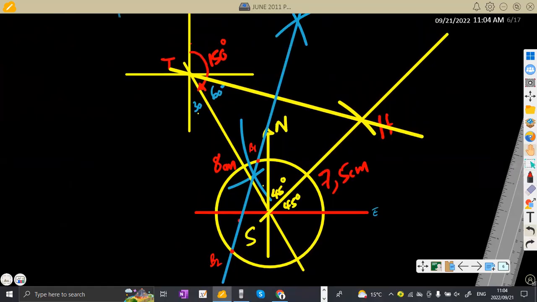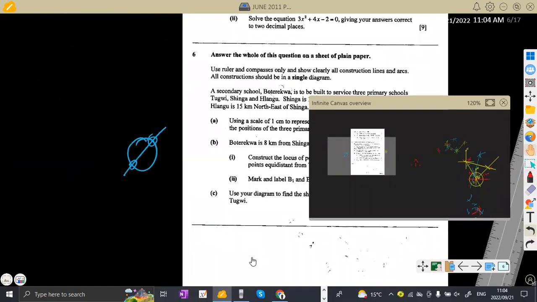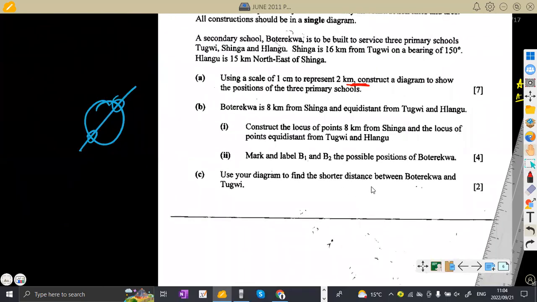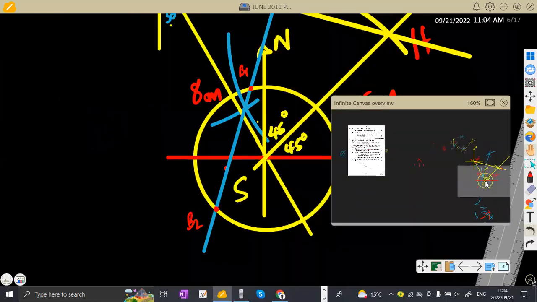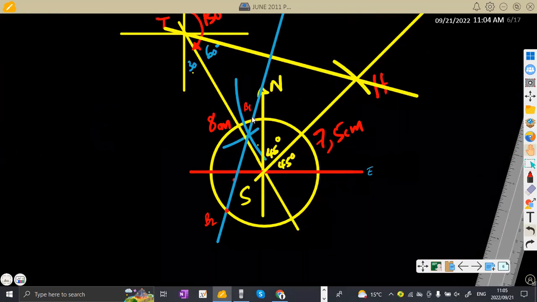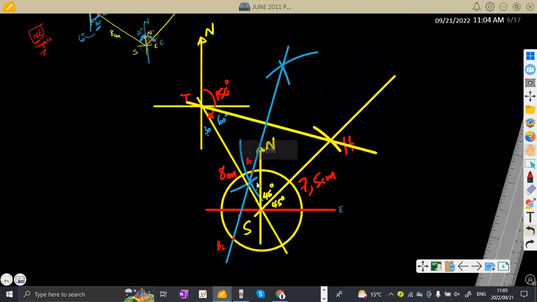Then let's see the other part, which is the last part of the question. It is now saying use your diagram to find the shorter distance between Boterekwa and Tugui. So we need the shorter distance between Boterekwa and Tugui. So what you do is that this is your Boterekwa here. We are talking about 2 positions that we can talk of here, this B1 and this B2. These are the possible positions. So which one is the one that is closer to Tugui?